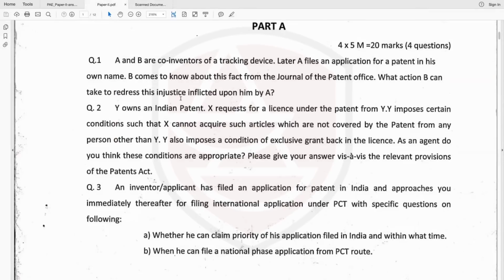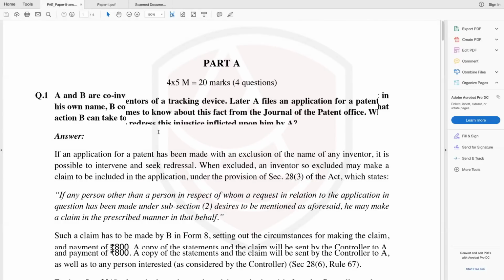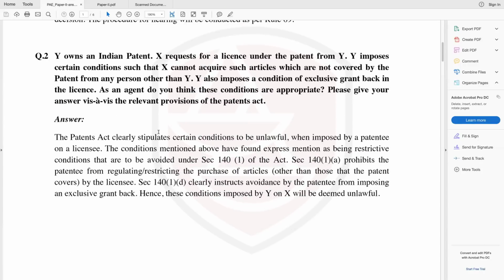Yes, sure. Can you go to the next tab? So where we have the answers for this. So here is the best practice, or this is the suggested practice. So you can clearly see that the relevant section here is 140, which is the avoidance of certain restrictive conditions. And as you can see, the descriptive part here, which is to the point, says the Patent Act clearly stipulates certain conditions to be unlawful.